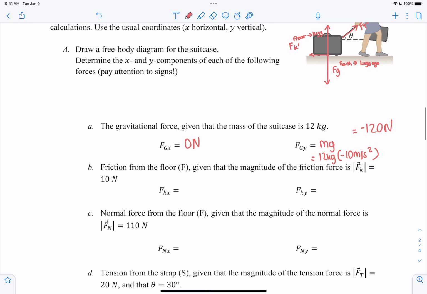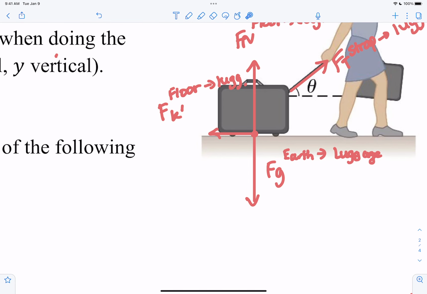Cool. With regards to friction, now you see they want us to indicate, actually no, my bad. They said the magnitude of the friction is 10 newtons. They want us to figure out the x and y components, right? So they already gave us the magnitude. Now we have to indicate directions when we're looking at the x and y components of the kinetic friction. So is there a y component to kinetic friction here at all? No, right? The kinetic friction is solely pointing in the x direction.